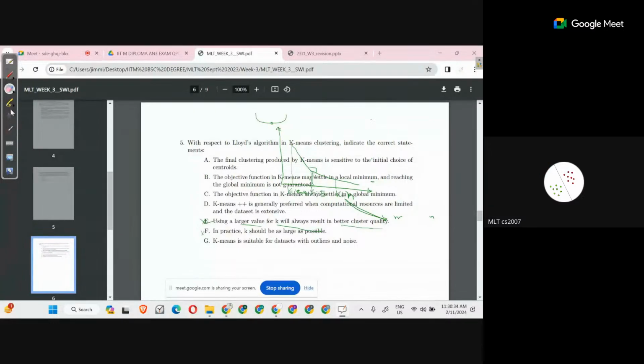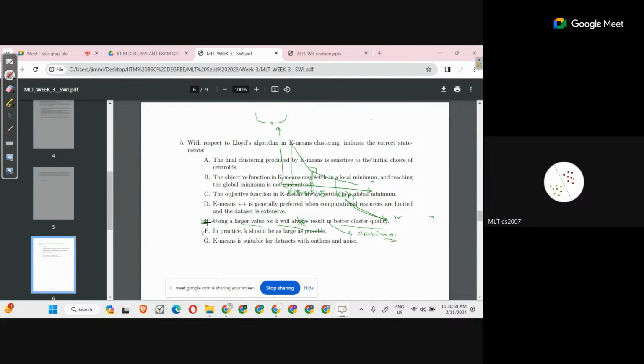To make it correct, we have to do two things. First, we have to remove this "always". Remove this "always", and also remove something related to that "optimal" value. If these two things happen in this question, then option E can be correct. I hope it is clear.